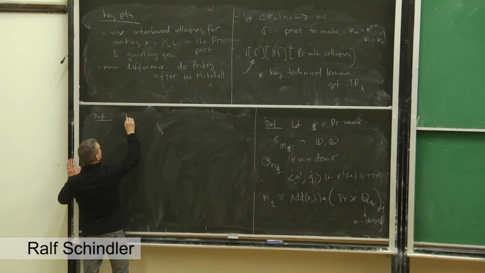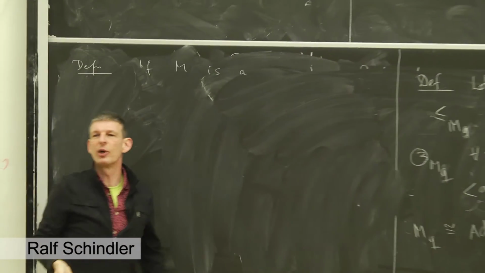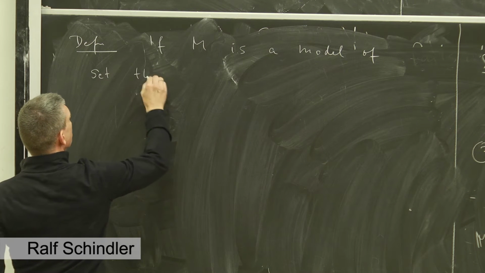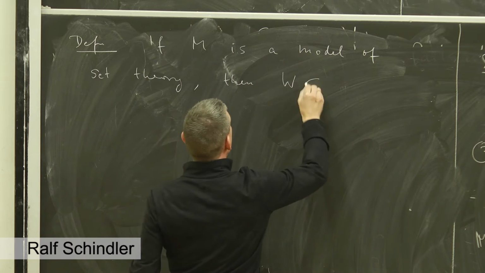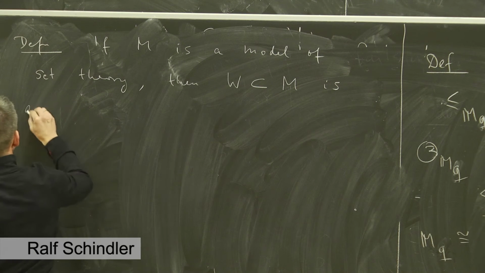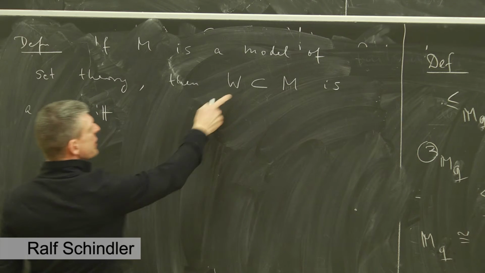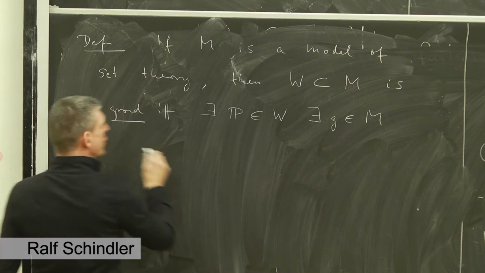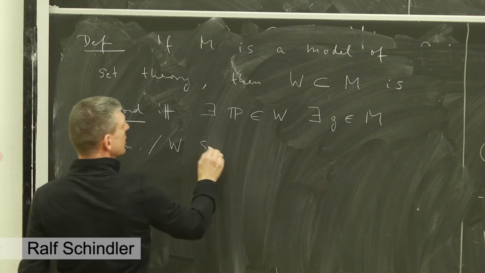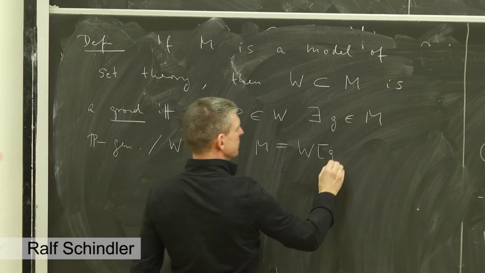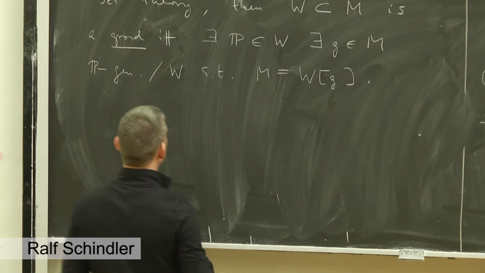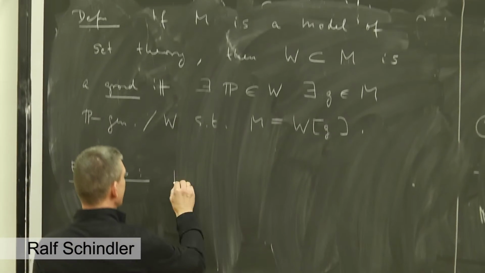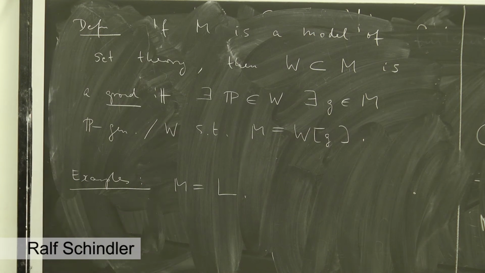So just by definition, if M is, let's say, a transitive model of set theory or an inner model or something, let me just write a model of set theory. Then W contained in M is a ground if there is some poset P, which is an element of W, and there is a G in M, which is P-generic over W, such that M is the generic extension by G. So examples. What if M is the constructible universe? Then there are no non-trivial grounds, so everything is trivial.